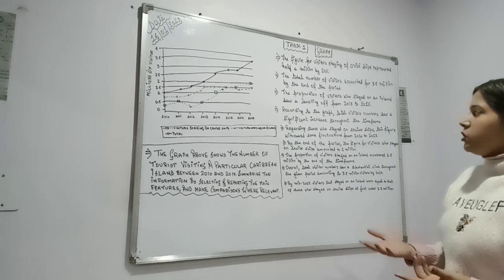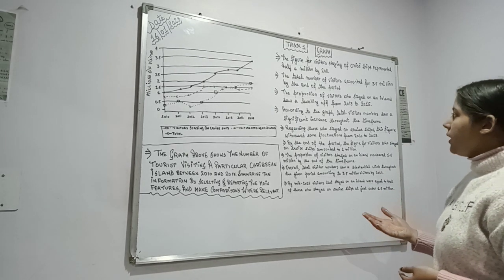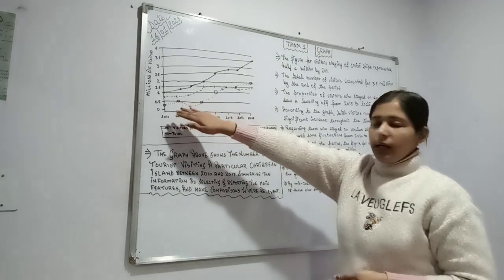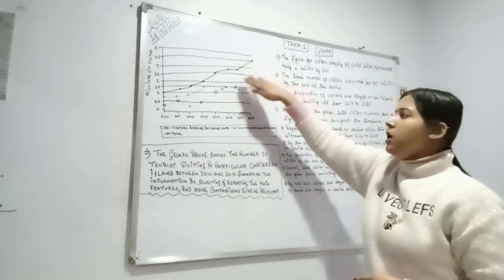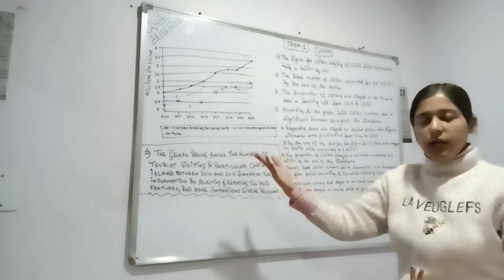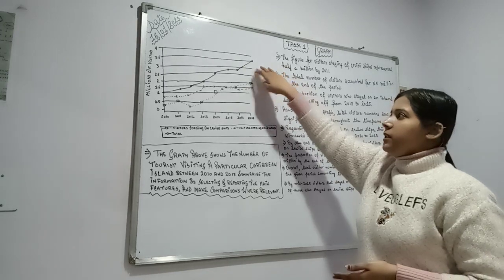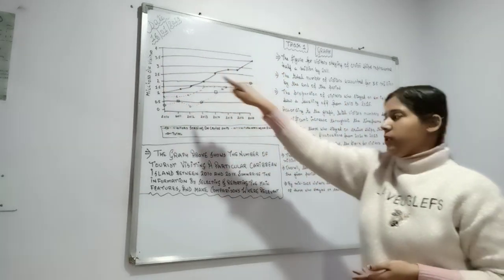The next trend this shows, according to the graph, is that the total number of visitors saw a significant increase throughout the time frame. As you can observe, the total number of visitors that visit the Caribbean island shows a significant increase. What is the meaning of significant? That means a dramatic increase in the total time period. It was already given here, that was 3.5 million.